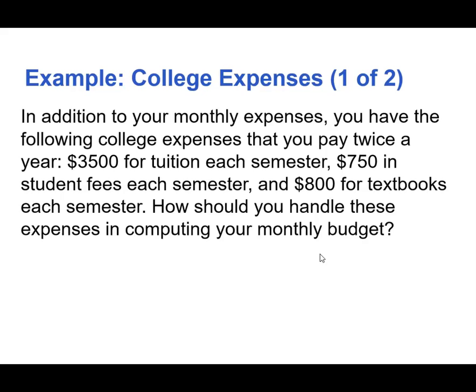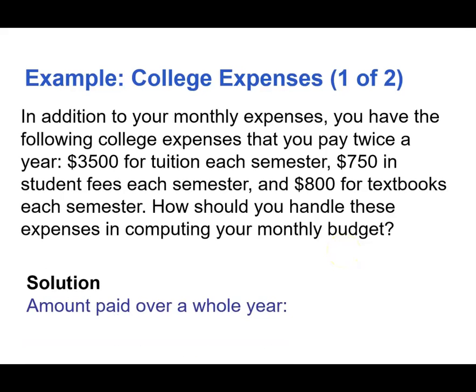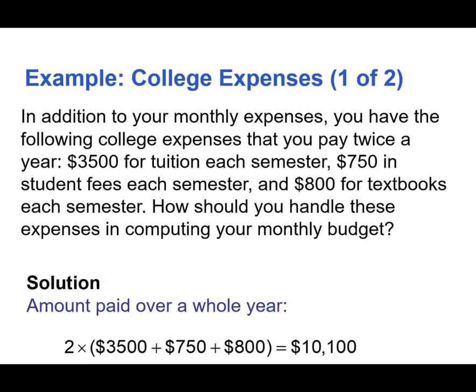So, in addition to your monthly expenses, you have the following college expenses that you pay twice a year: $3,500 for tuition each semester. You also pay $750 in student fees each semester and $800 for textbooks each semester. How should you handle these expenses in computing your monthly budget? Well, the amount paid over a whole year would be, since you're paying these twice a year, 2 times 3,500 plus 750 plus 800. And be careful when you're doing order of operations. You want to find the total in the parentheses first, and then you want to multiply that by 2. So this would be the amount for the whole year.